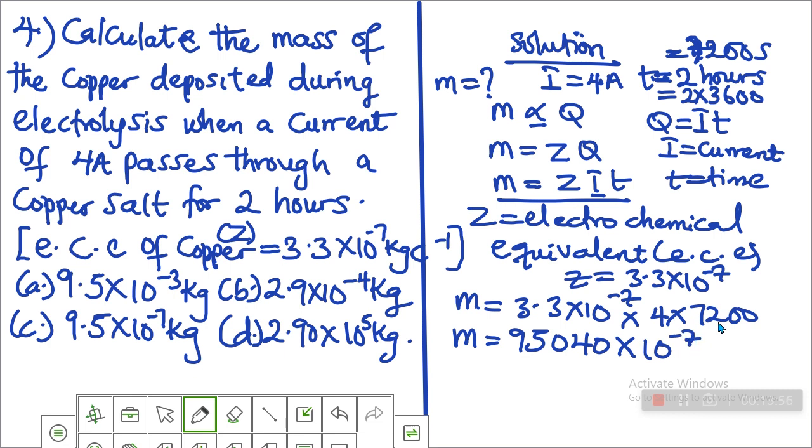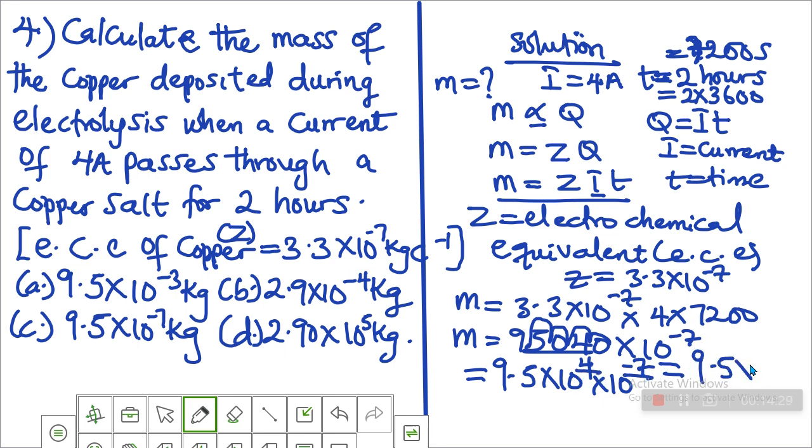Now, how do we bring the thing together? Let's express this in standard form. It will be 9.5 times 10 raised to power 4 times 10 raised to power minus 7. So how do you do it now? You add the powers together. It will now be 4 minus 7. So that will be 9.5 times 10 raised to power minus 3.